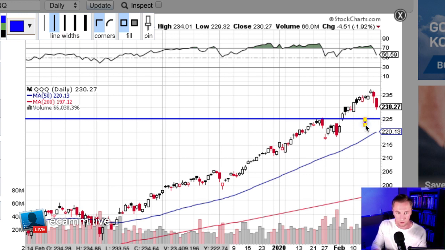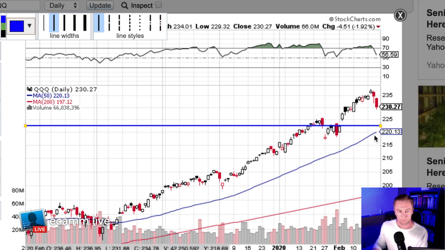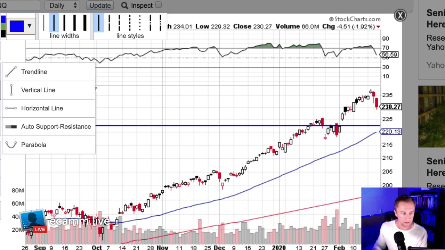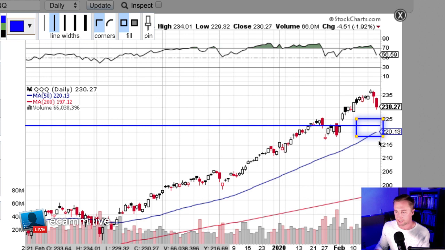Or it can come down to this range and do what's called a gap fill. And it just so happens that right in this range, look where the blue line is. That's the 50-day moving average. So I would say a potential good opportunity to get back into this would be right in that range, anywhere from basically 220 to 225. I would start potentially scaling in.